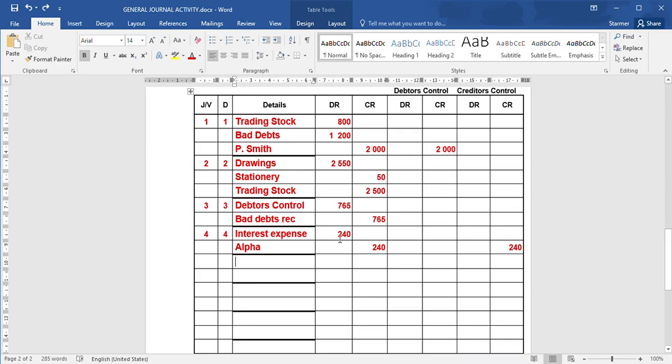interest of 240. You debit interest expense and you credit Alpha. Interest expense is an expense increasing, and Alpha is a liability going up. Whatever you do to Alpha's account here, you're going to do the same over here.